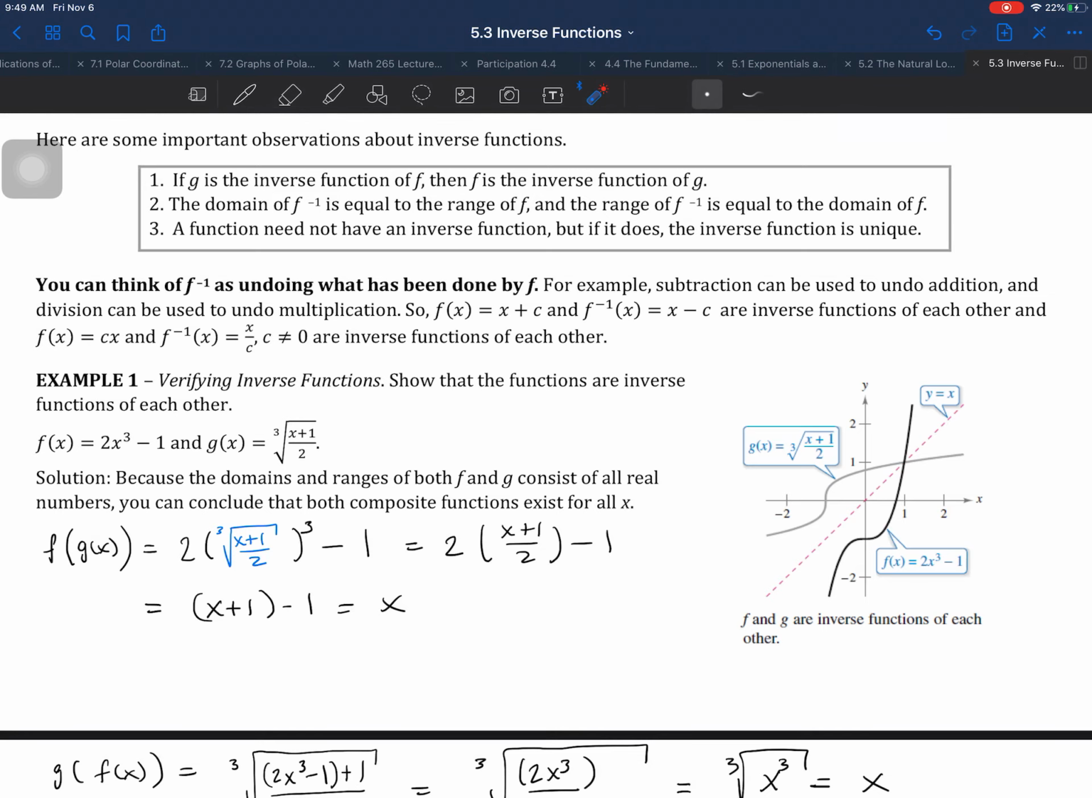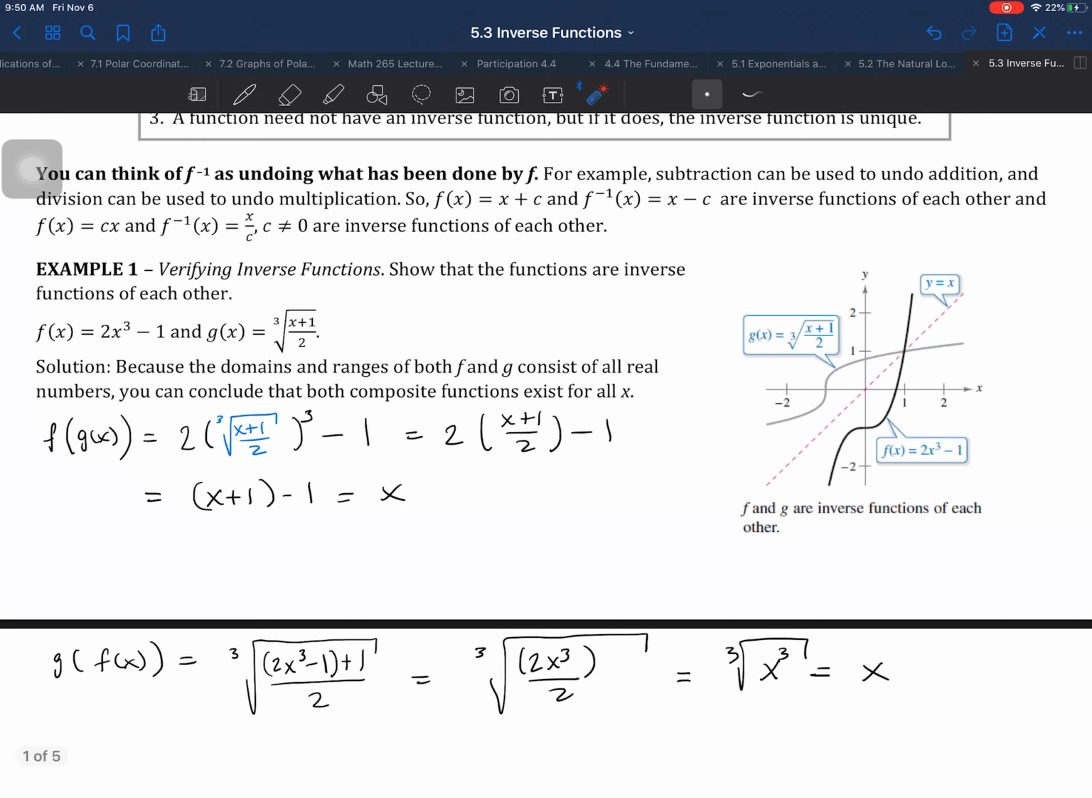You can think of f inverse as undoing what has been done by f. For example, subtraction can be used to undo addition, and division can be used to undo multiplication. So, f of x is equal to x plus c, and f inverse is x minus c. It's undoing the addition of c. This is undoing the subtraction of c, right? They are inverse functions of each other. Just like f of x is equal to c times x, the inverse function will be x over c, where c cannot be 0. These are inverse functions of each other.